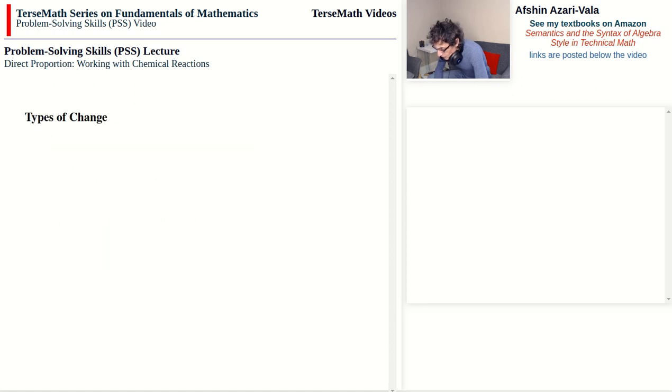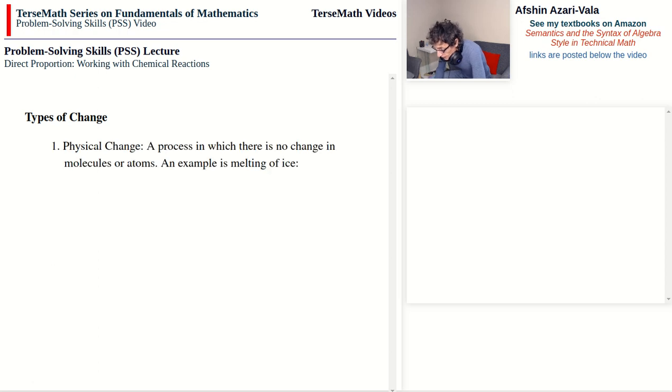Okay, so with that background, now let's talk about changes, because when we talk about a chemical reaction, we would like to be very clear as to what constitutes a chemical reaction. And there are, broadly speaking anyway, 3 kinds of changes that we observe.